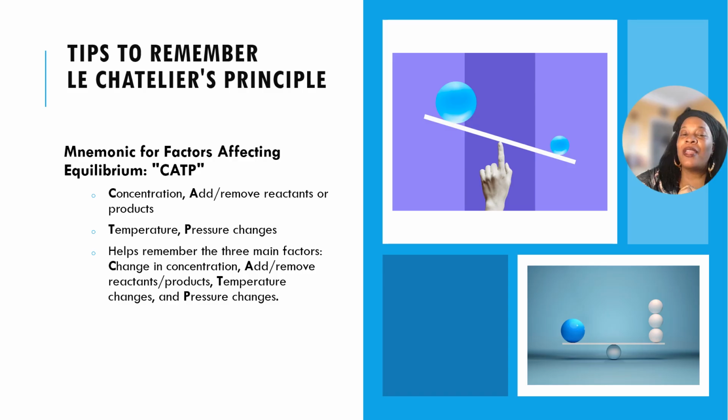So here's a mnemonic for factors affecting equilibrium. CAT-P, okay? Concentration, add, remove reactants or products. Temperature, pressure changes. This helps you remember the three main factors that change in concentration, like add or remove reactants and products, temperature changes, and pressure changes. So again, something that you can add to your note cards.